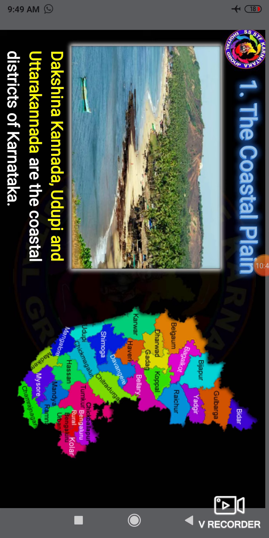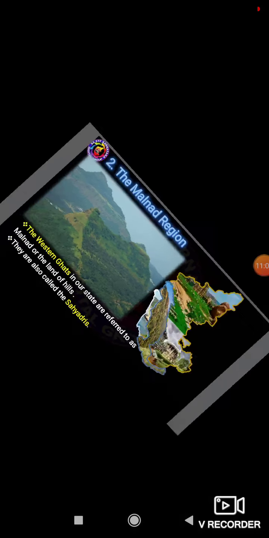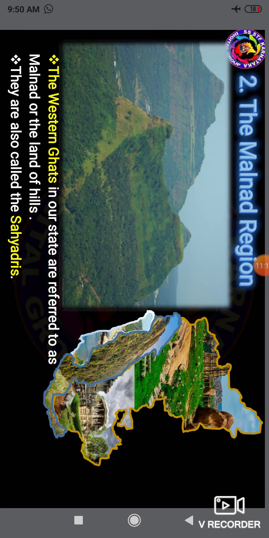So this is the information about the first physical division of Karnataka. The first one is the coastal plains. And then the second one, the Malnad region.